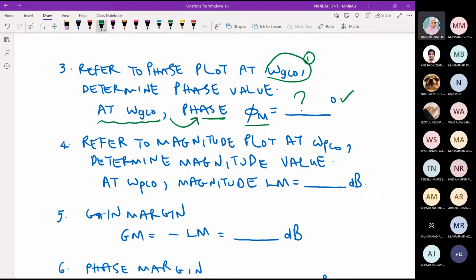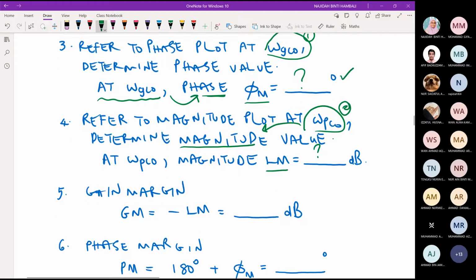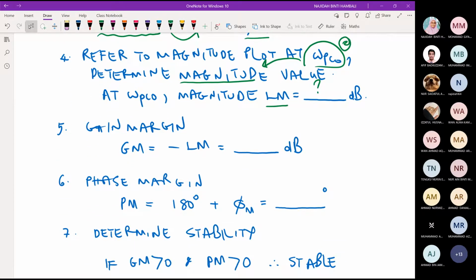In step number 4, based on the phase crossover frequency from step number 2, you go to the magnitude plot and determine Lm. Label it as Lm at omega PCO: go to the magnitude plot, determine the value in decibel, dB, and label it as Lm. Any question until step number 4 for Bode plot analysis? Okay, madam. Very good. Thank you, Gifari.